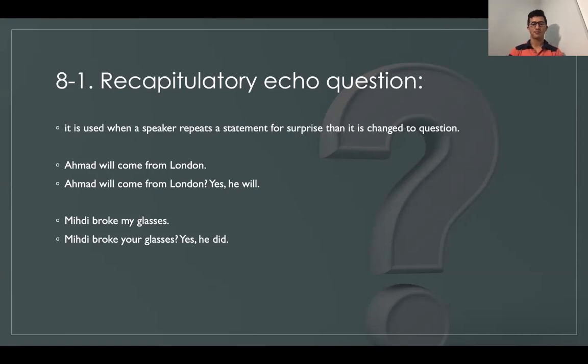Why are you confused? Okay, I'm gonna repeat again. So the recapitulatory question is when you repeat someone's statement, but in question mode. Okay, I say, we have finished our book. So someone who is surprised by this news says, we finished our class? We use a positive structure with the same formula that the first person said, but in interrogative mode.